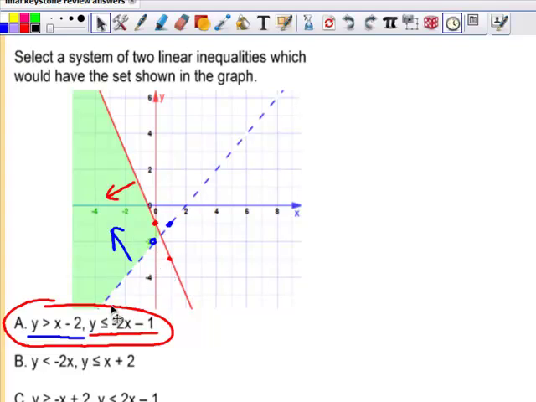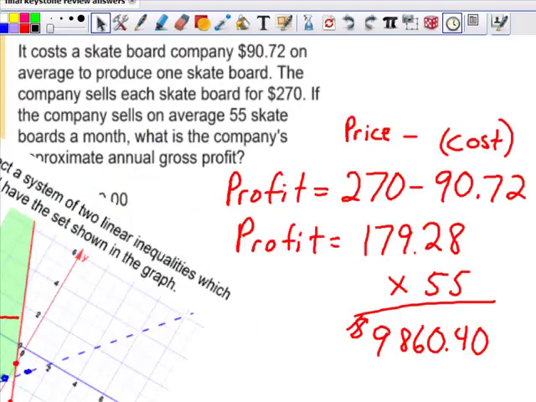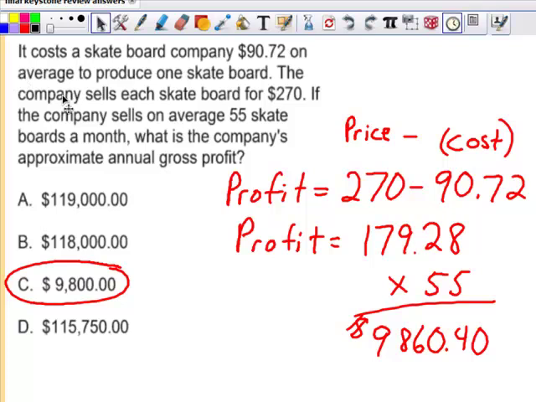Here's another system of linear inequalities. Again, straightforward. We need to match this up, and it matches up with A. You can see the y-intercept is -2. This is going uphill, and you're shading above, so it matches with A. Okay. Again, I need to go through these very quickly.